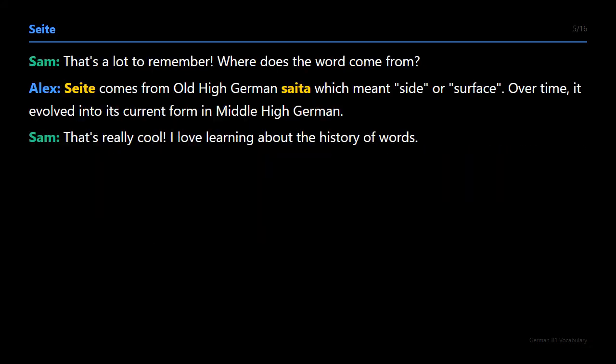Where does the word come from? Seite comes from Old High German, Seite, which meant side or surface. Over time, it evolved into its current form in Middle High German. That's really cool. I love learning about the history of words.